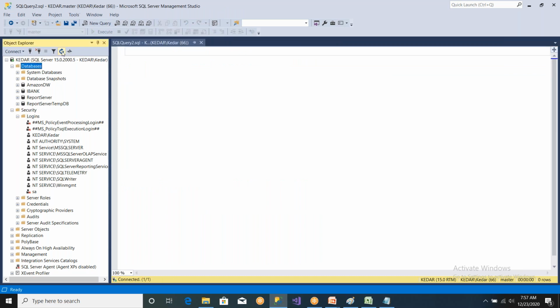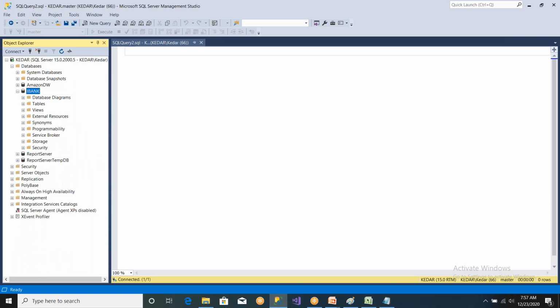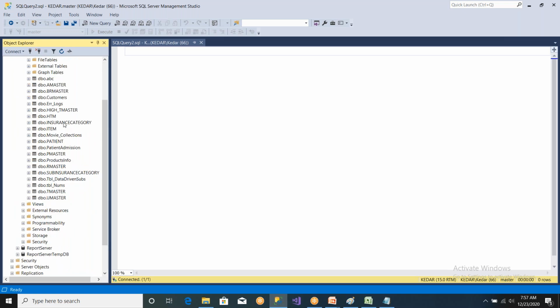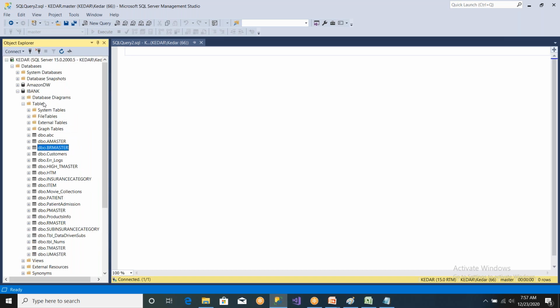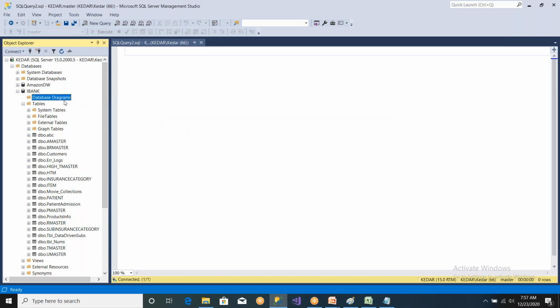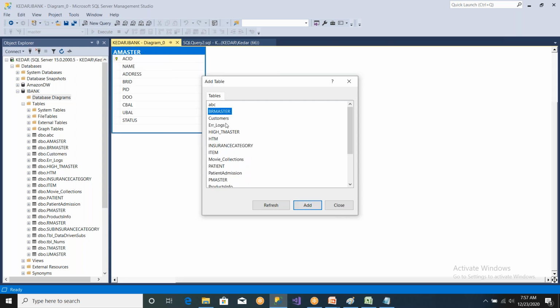So I wanted to show you some tables. These are the tables. Do you know how the tables are linked? So you have A master, B master, you don't know, right? So you can go and create one diagram. You can say new database diagram. You can take some table. Account master is one table. Then you can add branch master as one more table.